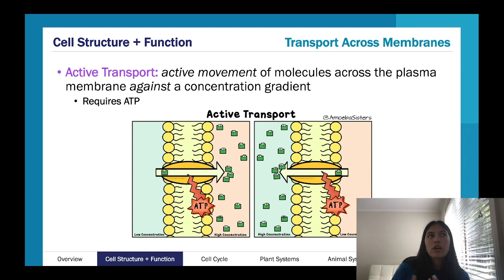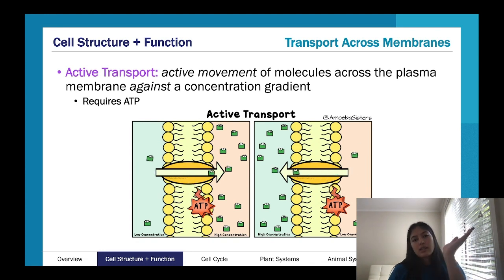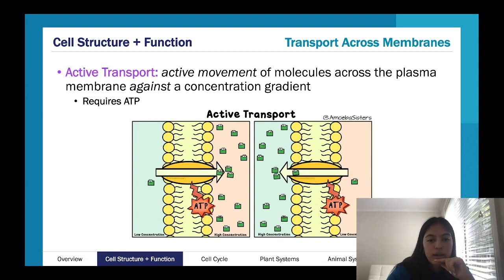So basically you need this energy to shove the molecule against what it naturally wants to do. You can think of it like this: when you think of down a concentration gradient and against a concentration gradient, think of against as going up a hill. You need that energy to push things. Whereas if you're just going down a concentration gradient, you roll the ball and it goes down. You don't need to constantly push it down the hill. That's how I used to think about it. But yeah, you can see this here, from a low region to a high region.